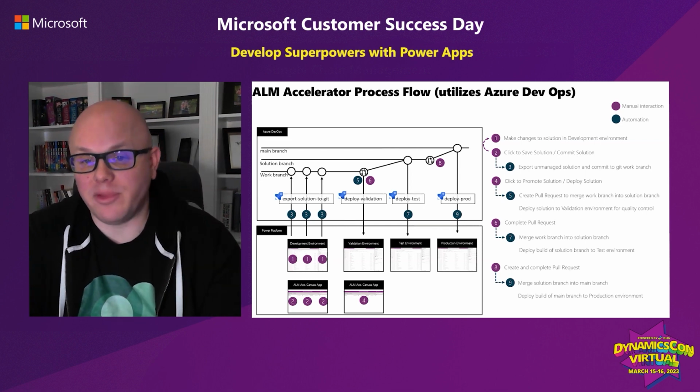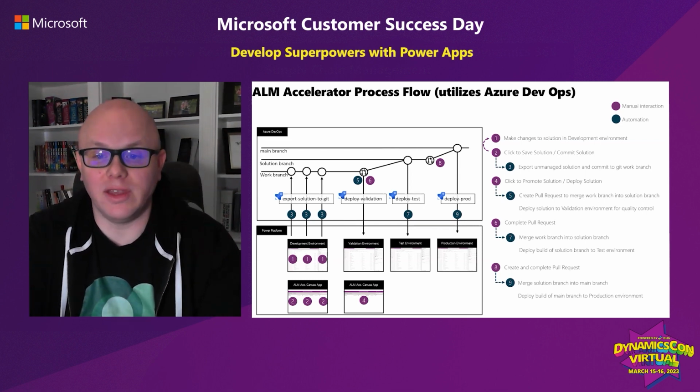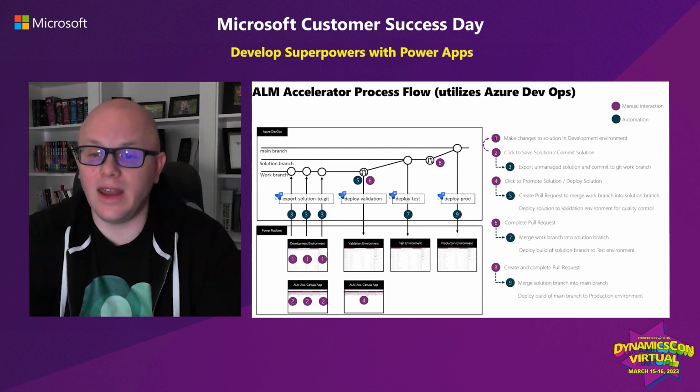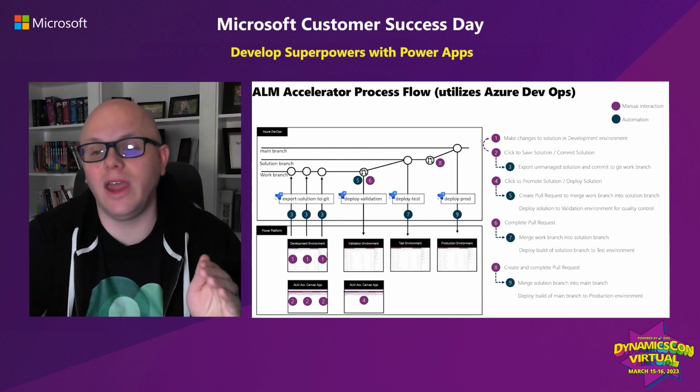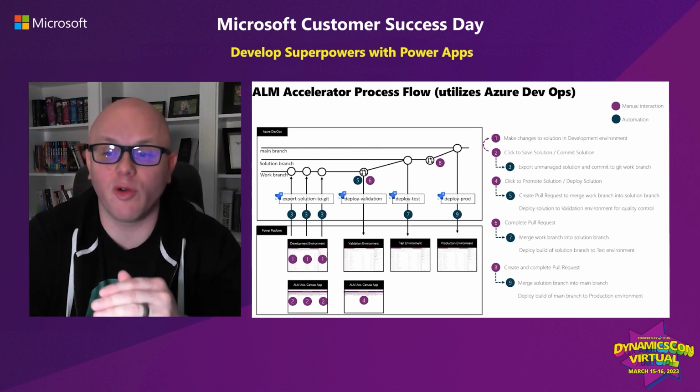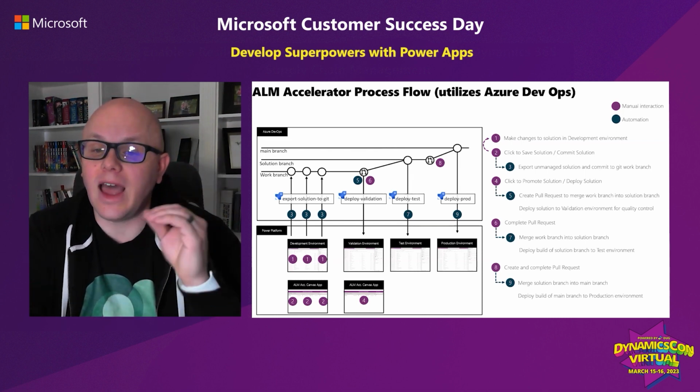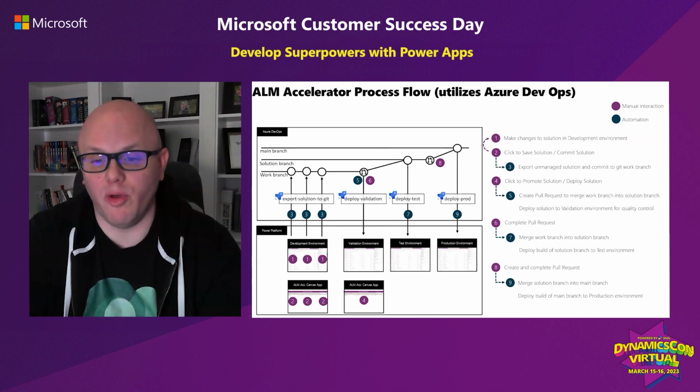You'll then click in the app to promote the solution and deploy the solution, which is going to create an additional pull request to merge the work branch in the solution and deploy it into the validation environment for quality control. The last step that you'll do is you'll complete the pull request, which merges the work branch into a solution branch and deploys the build of the solution into the test environment.